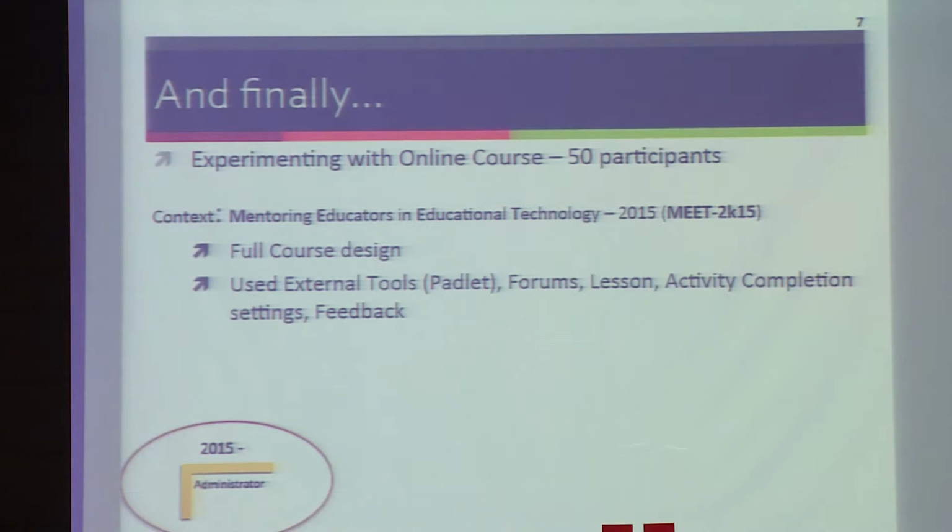So I tried even more different things. I used an external tool called Padlet. I integrated it into a label. There were forums, lessons, activity completion settings, and conditional access. It was an online course which started in June. It was run till December.